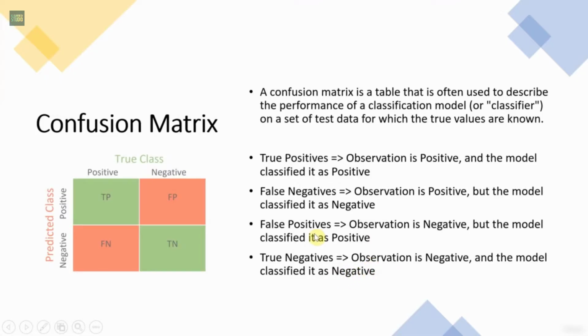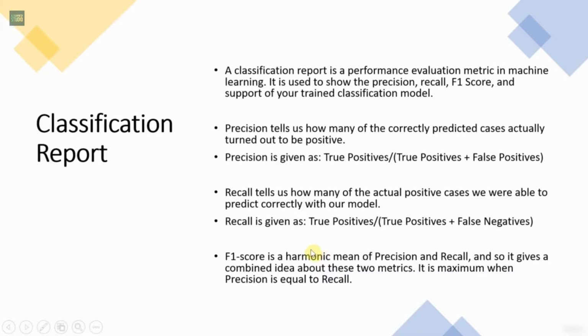Okay, so in this way, the true positive, false negatives, false positive and the true negative are defined. Now, let's move on to the next part, which is the classification report. What is a classification report? It's a performance evaluation metric in machine learning. It is used to show the precision, recall, F1 score and support of your trained classification model. So once you build the model, if you have to evaluate how well the model is built, this classification report can help in telling us precisely that.